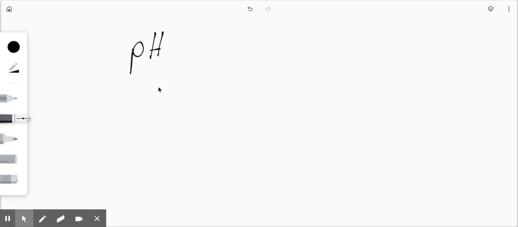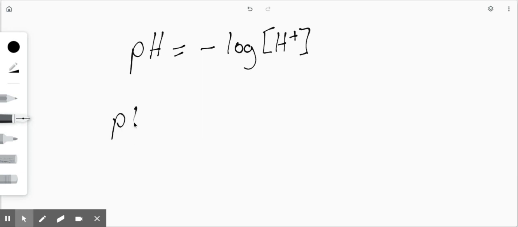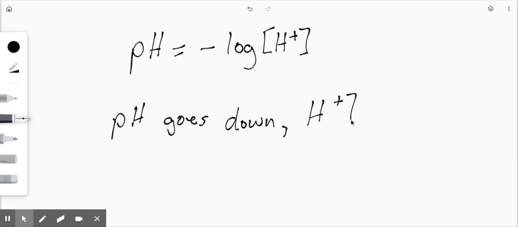So now we know that pH equals the negative log of the H+ concentration. What the negative here means is that as my number for pH goes down, what does that mean in terms of the concentration of my H+? It increases. So it's opposite. As the number gets lower, the actual concentration of H+ will increase.